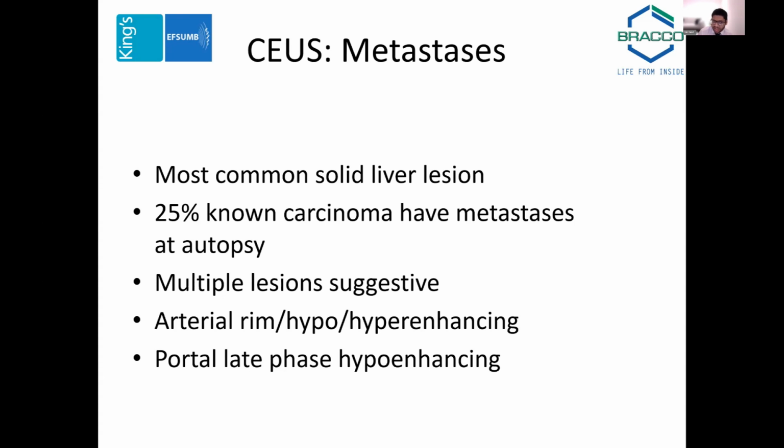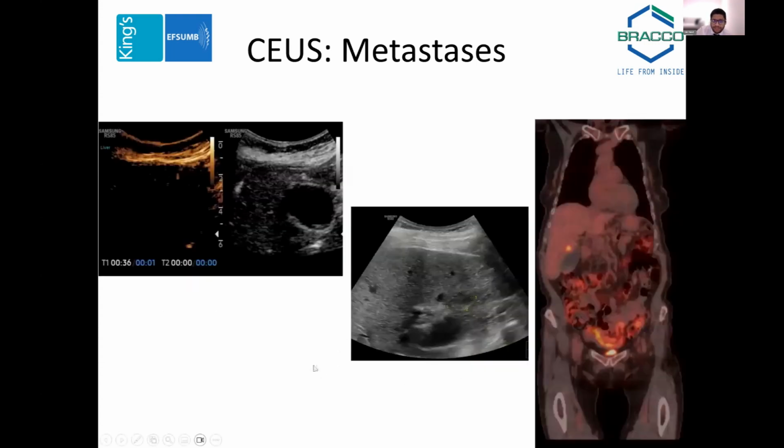The pathology varies, and as a result, the arterial phase enhancement varies. They may be rim, hypo, or hyper-enhancing. But importantly, they always wash out early, so before 60 seconds. And that's why that 60-second mark exists. HCC is late washout beyond 60 seconds. Metastases are early washout before 60 seconds.